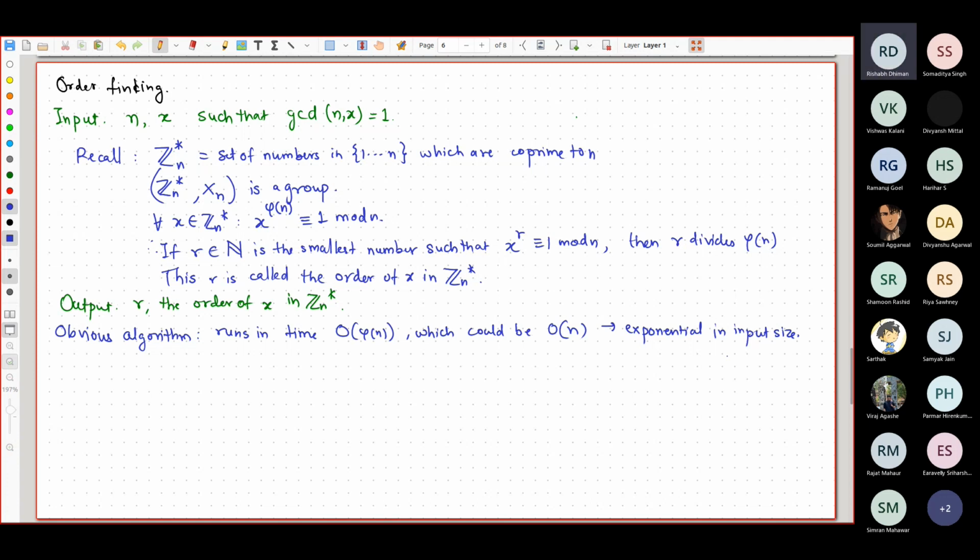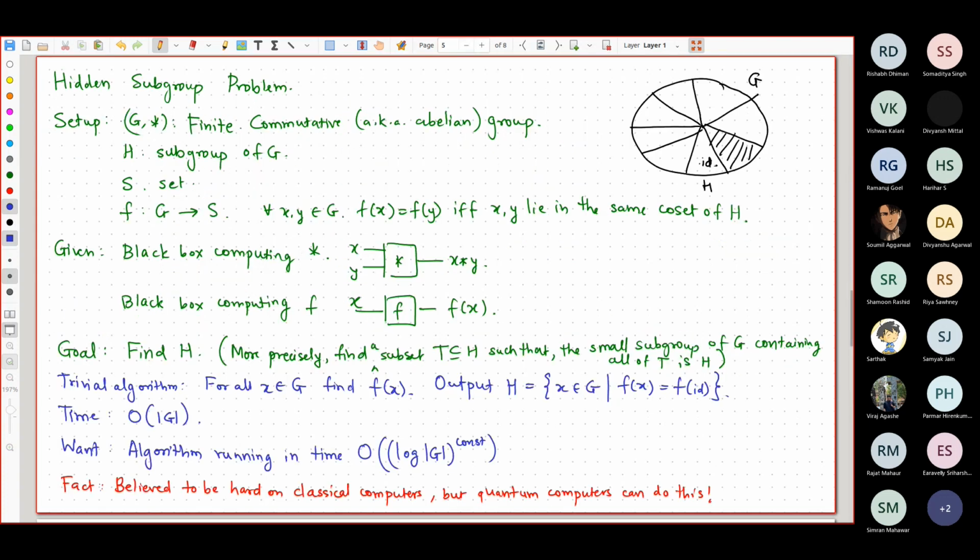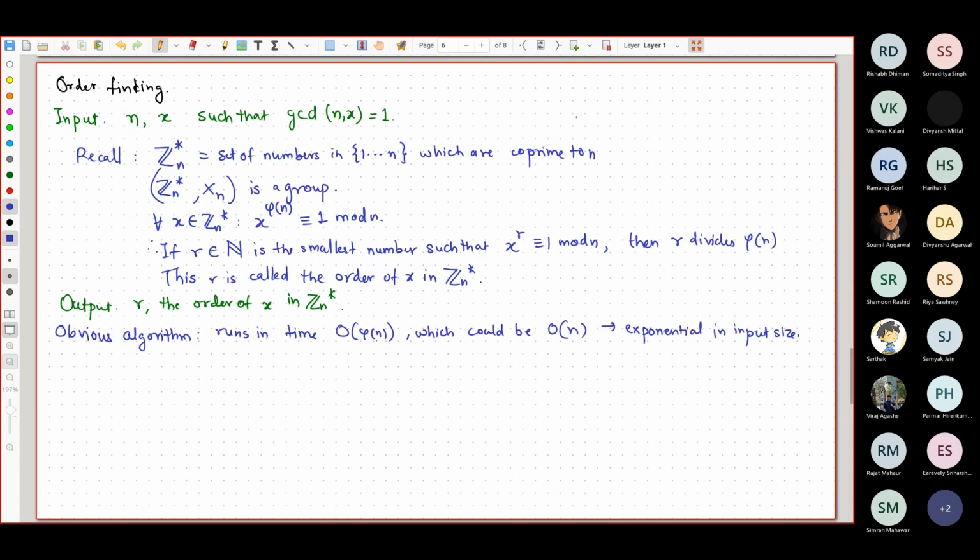Okay. So, should I say it? Sure. Yeah. So one sec. So I think Rishabh's plan is to use the quantum algorithm for the hidden subgroup problem to solve this much faster than order phi n time, right? So let me just state it as a goal. Our goal is to get an algorithm running in time big O of log of n to the constant.